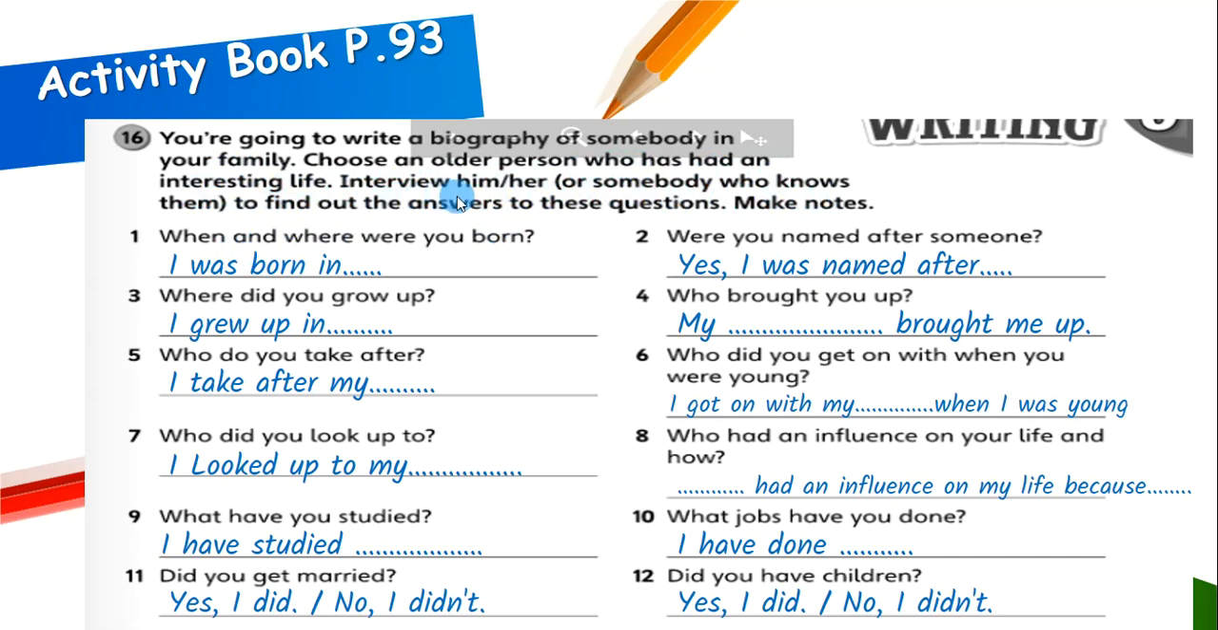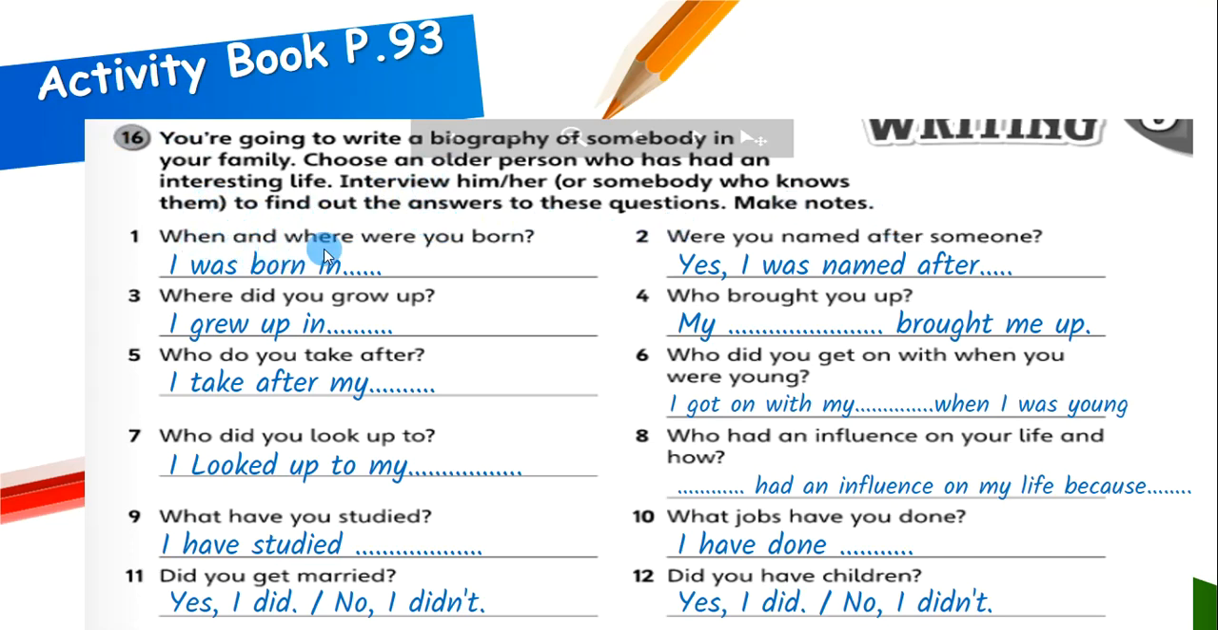Now, if you can't reach this person, you can ask somebody who knows them. For example, you want to ask your grandfather, but you can't go to your grandfather. You can't call him. You can ask your mother or your father about your grandfather to give you this information. To find out the answers to these questions, make notes.